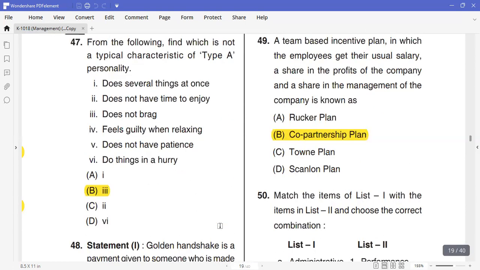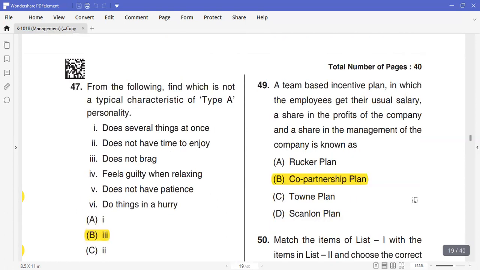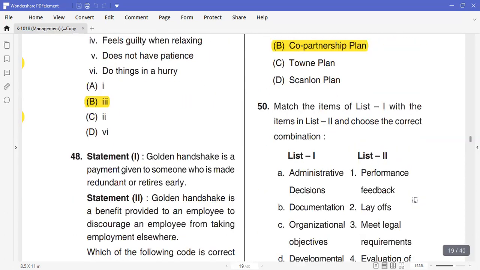So next we go to the 49th question. A team-based incentive plan in which the employees get their usual salary, a share in the profit of a company, and a share in the management of the company is known as co-partnership plan. Okay, it is called co-partnership plan. So you're making the employee a co-partner in the company.